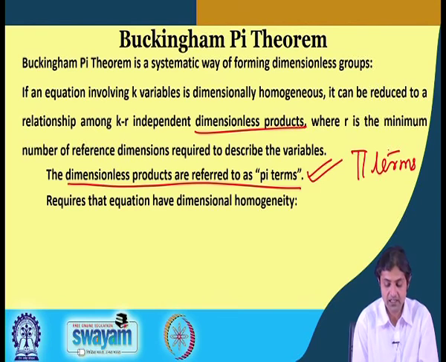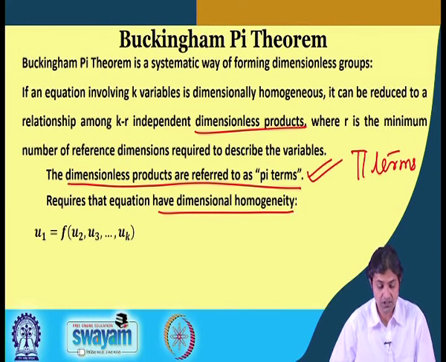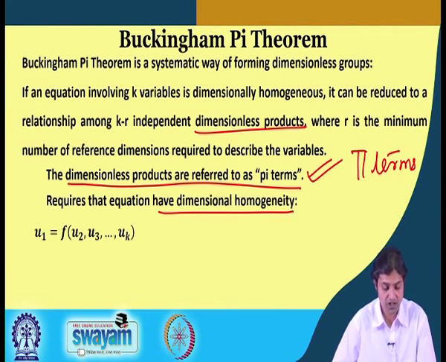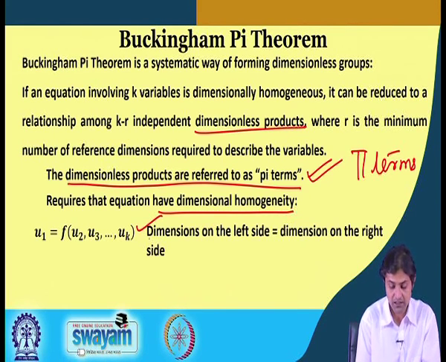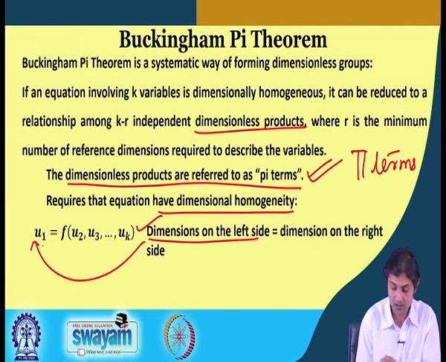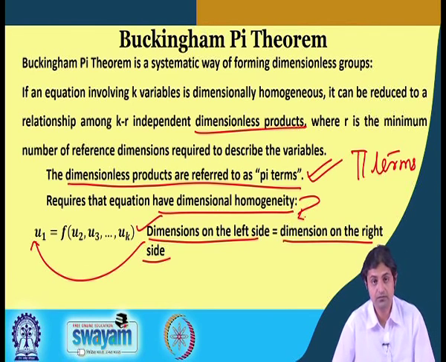And this requires that the equations we are going to solve have dimensional homogeneity. Dimensional homogeneity means that all the groups should have the same dimensions on the left hand side and the right hand side. Suppose u1 is a function of u2, u3 up to uk. This means that the dimensions on the left hand side, u1, should be equal to the dimensions on the right side, and this is called dimensional homogeneity.